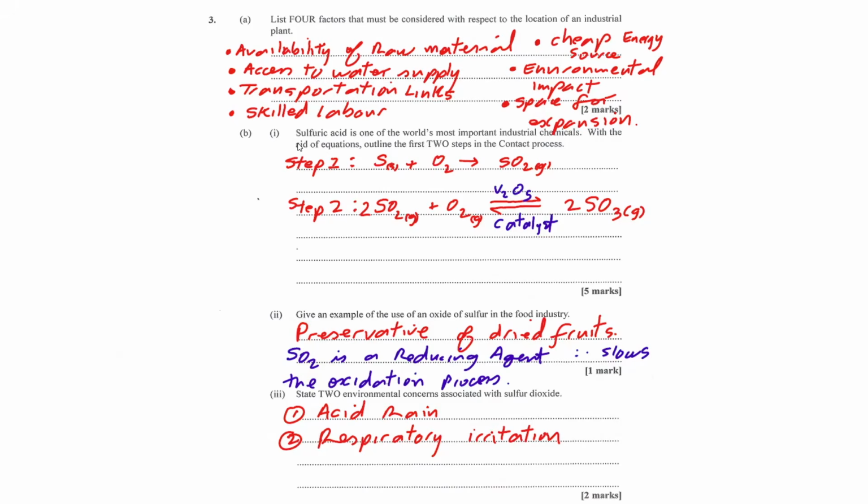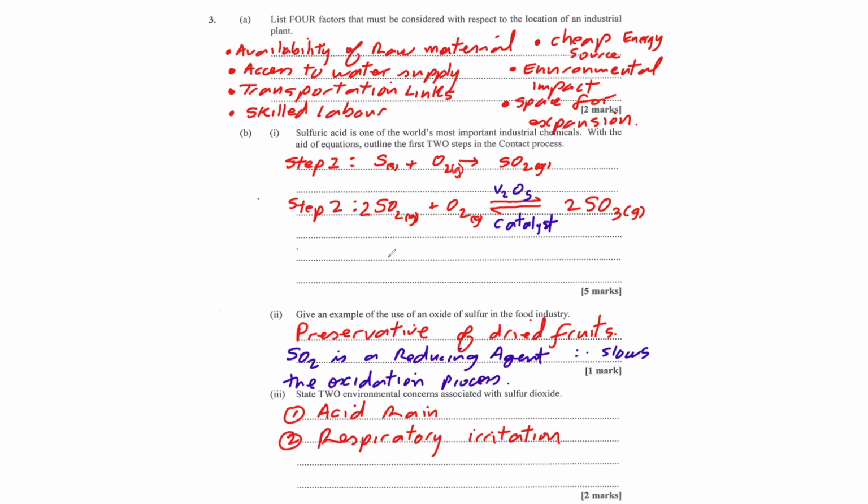3b, Part 1. Sulfuric acid is one of the world's most important industrial chemicals. With the aid of equations, outline the first two steps in the contact process. Well, the first step is the oxidation of sulfur to form sulfur dioxide. And you must put in all your state symbols. So this should be gas.